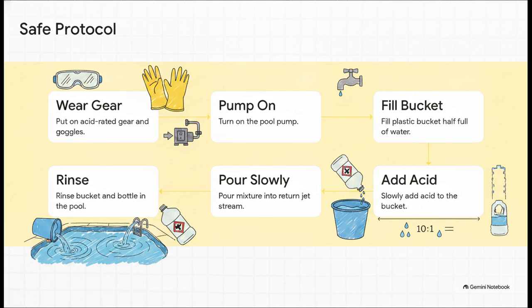Fill a plastic bucket half full of pool water first, and then slowly add your measured acid to that bucket, keeping at least a 10-to-1 ratio of water to acid. By meticulously following these steps, you ensure the acid is safely diluted in the bucket first, and then rapidly carried away by the pool's jet streams, which prevents it from sinking and pooling at the bottom.